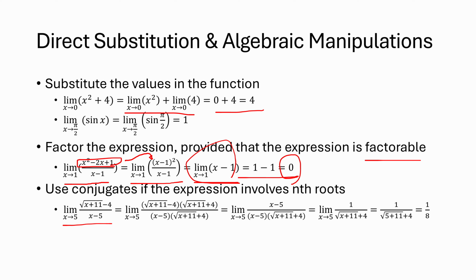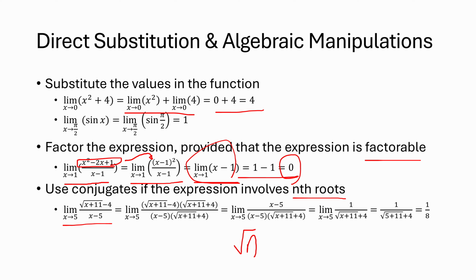And we always use conjugates if the expression involves nth roots. But in the AP exams, nearly all of the problems only use square roots, so you don't have to worry about cube roots or any other roots. For example, the limit as x goes to 5 of square root of x plus 11 minus 4, everything over x minus 5.